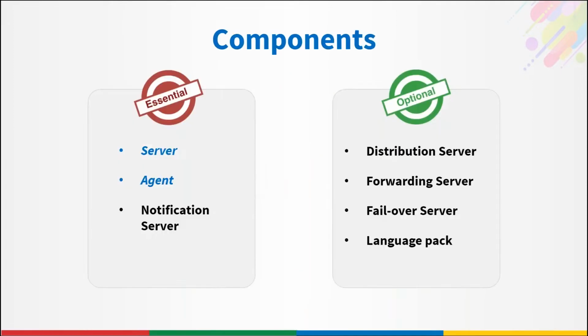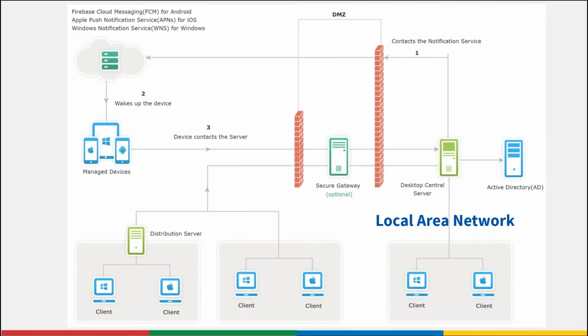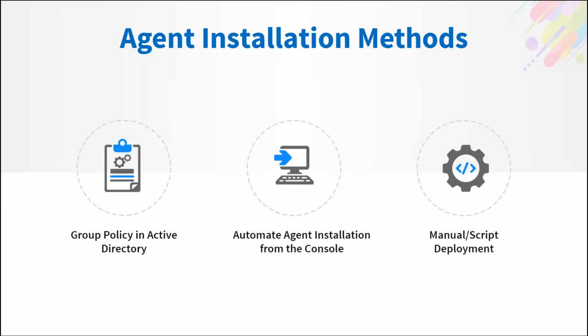Desktop Central architecture. Desktop Central fundamentally works as a client-server architecture and is an agent-based model. The first step would be installation of the Desktop Central server and agent. Considering this to be my local area network, I will install my Desktop Central server and I will go ahead and install my Desktop Central agent in the client computers that I wish to manage. I'll quickly take you to the product and tell you how easily you can install the agent using Desktop Central. There are three major agent installation methods.